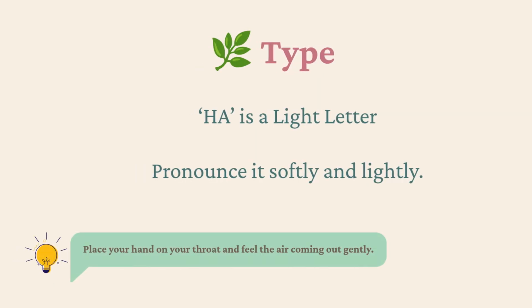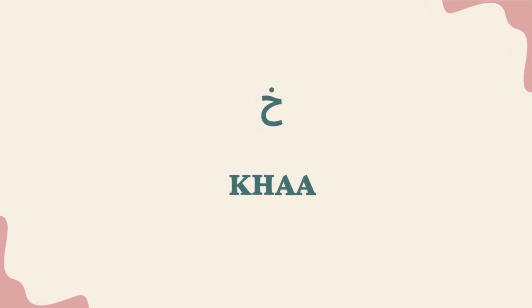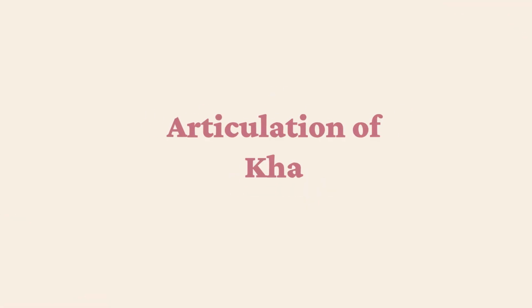Ha is a light letter. Pronounce it softly and lightly. Place your hand on your throat and feel the air coming out gently. Now, practice with me clearly. Ha, ha, ha.